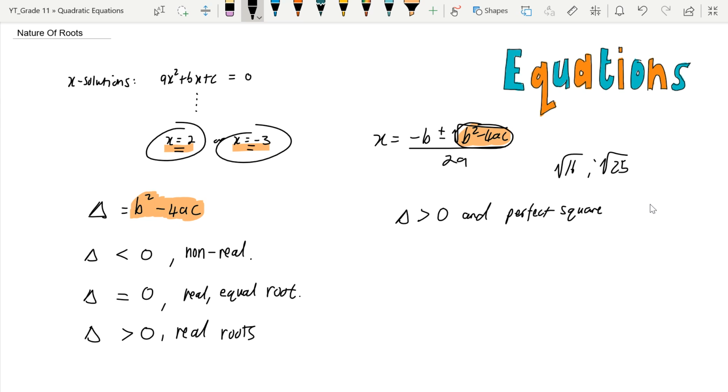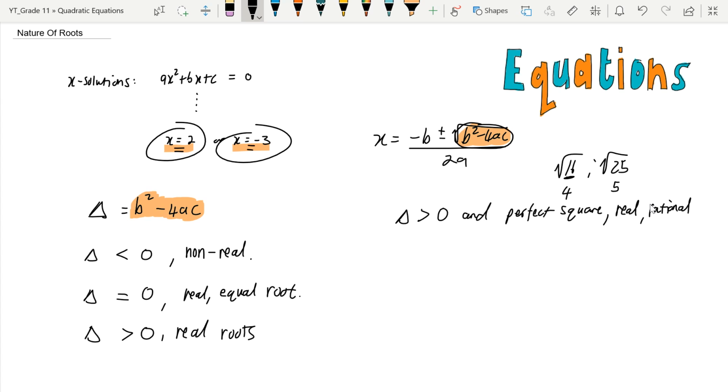Then your roots will be real and your roots will be rational. Rational, because if we get the square root of 16, it will give us 4. If we get the square root of 25, it will give us 5. So we're never going to be confronted with some decimal irrational numbers.